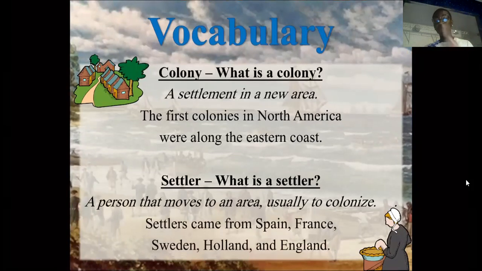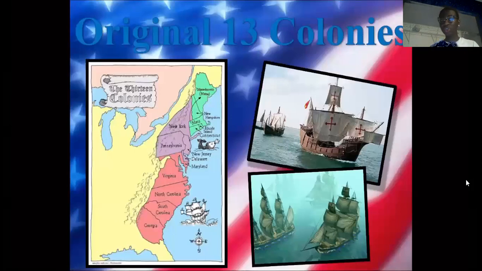Settlers came from Spain, France, Sweden, Holland, and England. The original 13 colonies: we have Massachusetts, New York, Pennsylvania, New Jersey, Virginia, North Carolina, South Carolina, and Georgia. They were all along that eastern coast of America.